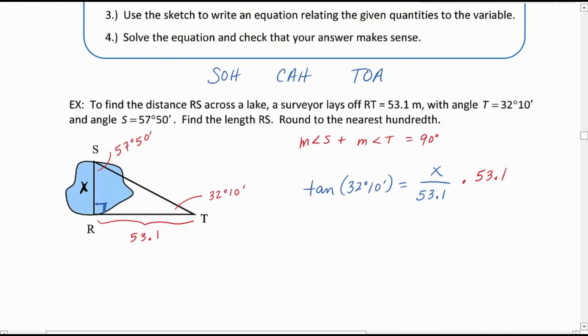Multiplying both sides by 53.1, we get x to be equal to 53.1 times tangent of 32 degrees 10 minutes. And now we just need to plug that into our calculator and round to the nearest hundredth. Make sure you are in degree mode. And we get x to be 32.40, and our unit is meters.